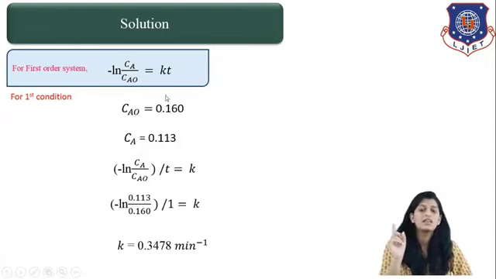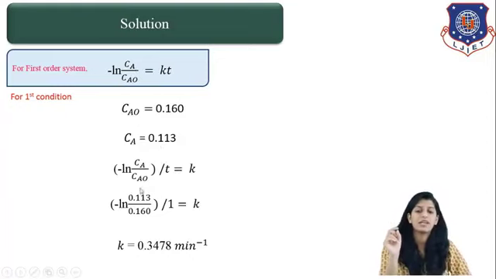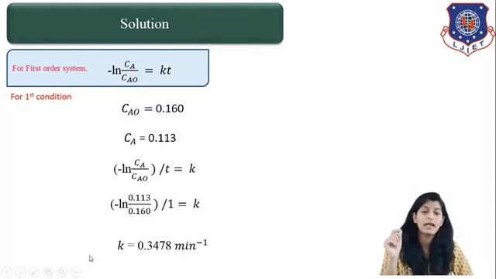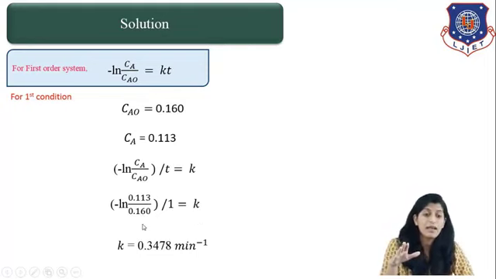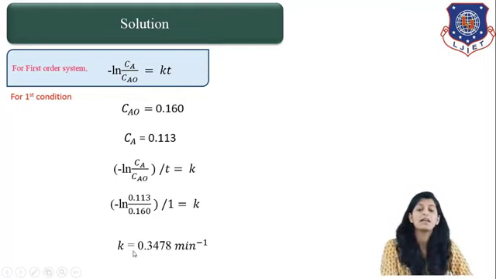So substitute all the three values in this particular equation here. So we will be getting it as minus ln 0.113 by 0.160 divided by 1 equals K. So this whole divided by 1, which is time, equals K. Once we simplify it, we will get K equals 0.3478 minute inverse.